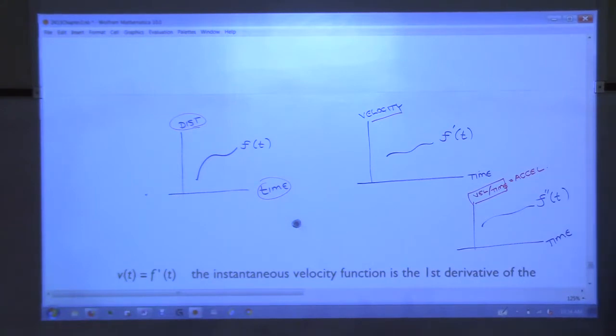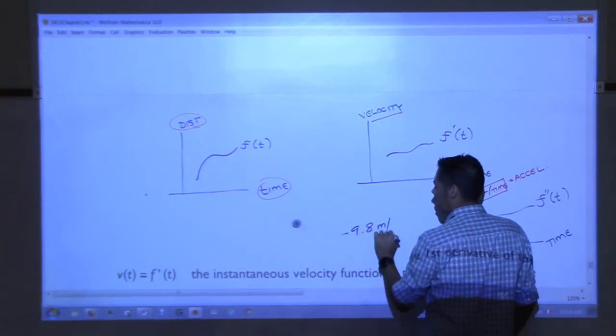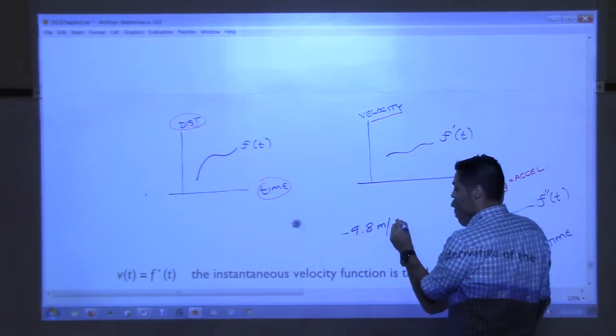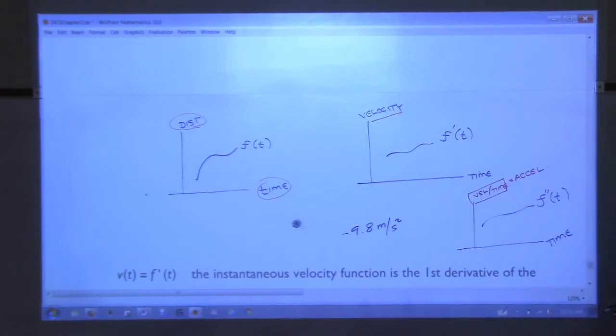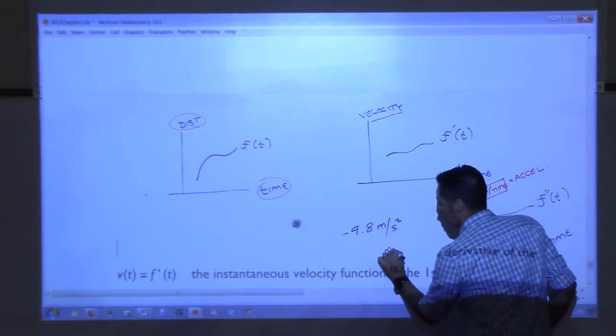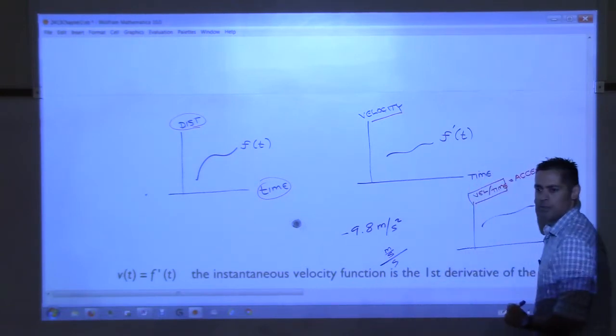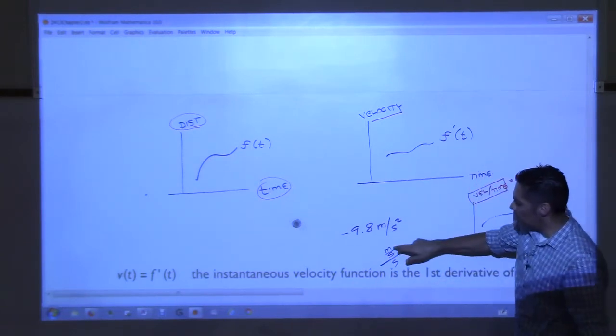You've probably seen acceleration like this. How many of you know the acceleration of gravity? You've probably seen it in physics, negative 9.8 meters per second squared. Have y'all seen that before or heard of that? If you haven't, don't worry about it. But let me try and help you understand what this is. This is meters per second. That's what that is.